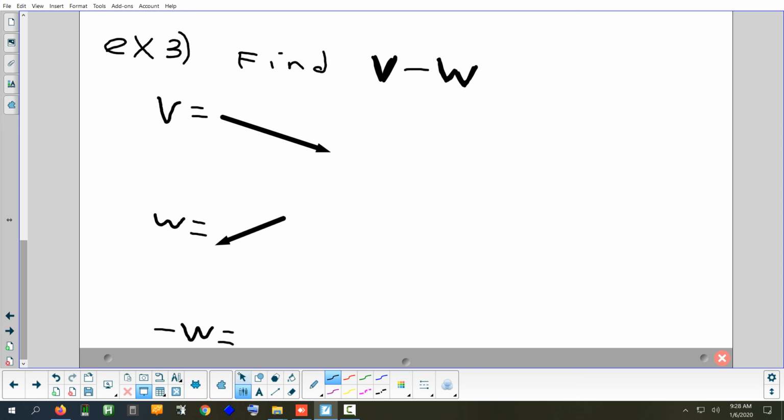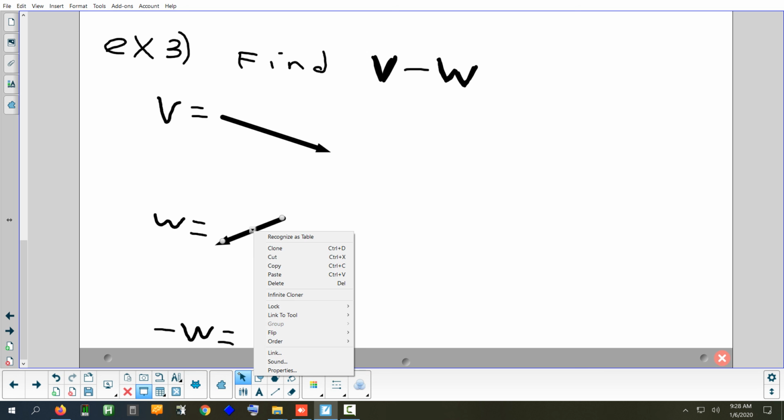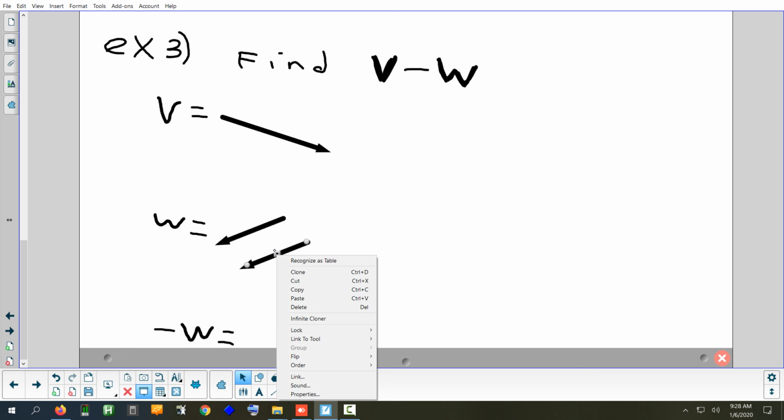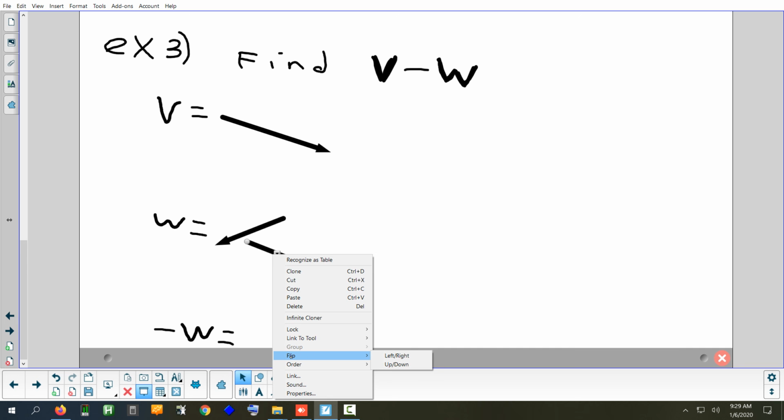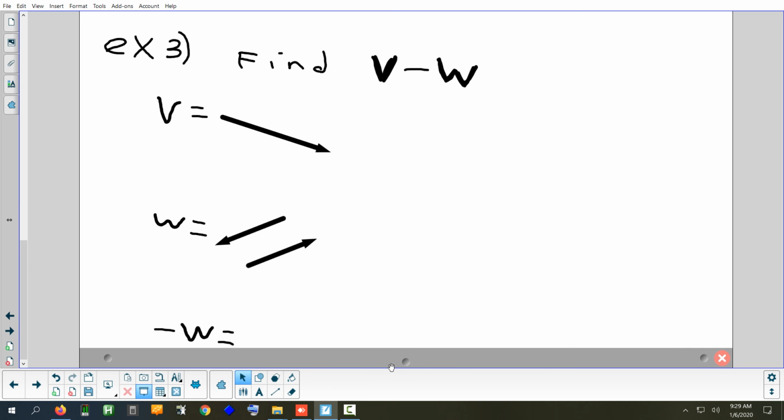Okay. Well, on the smartboard, it's pretty easy to do. All I have to do is make a copy of it, and then if I reflect it horizontally, and then reflect it vertically, that's exactly the opposite. Perfectly opposite. Not roughly the opposite. It's as good as you can get. So there's negative W. All right, so I've got that.